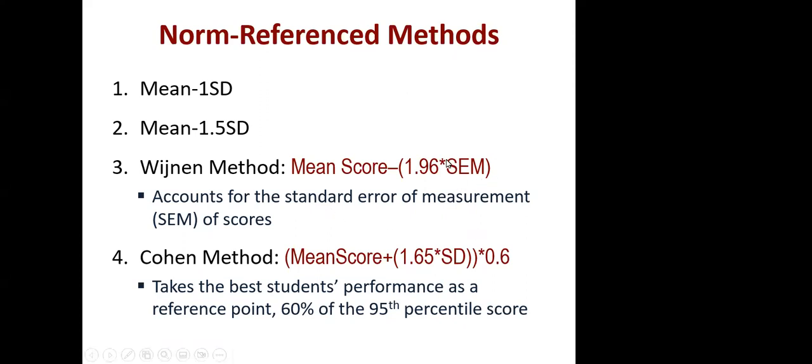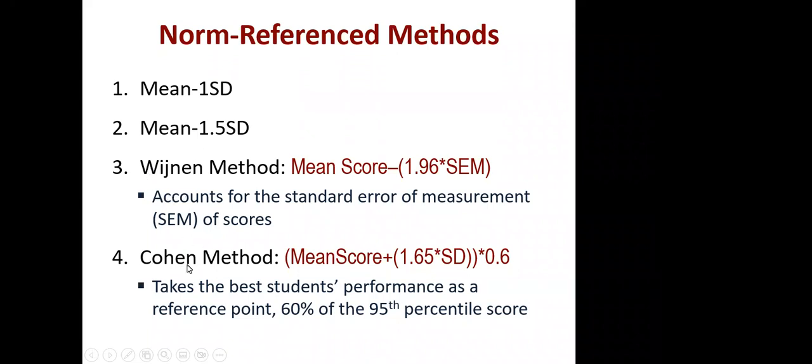The Wyatt method takes into account the standard error of measurement, which is derived from standard deviation, and also takes into account reliability. So if your reliability is lower, it will reduce the passing score to account for the error. So it takes into account the error in your scores.